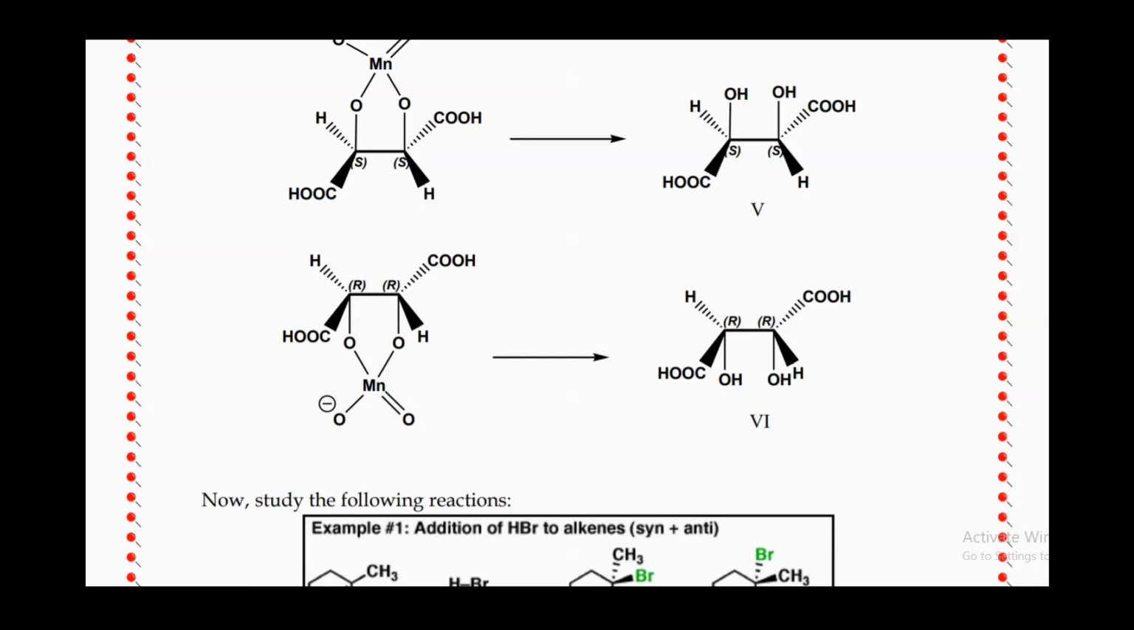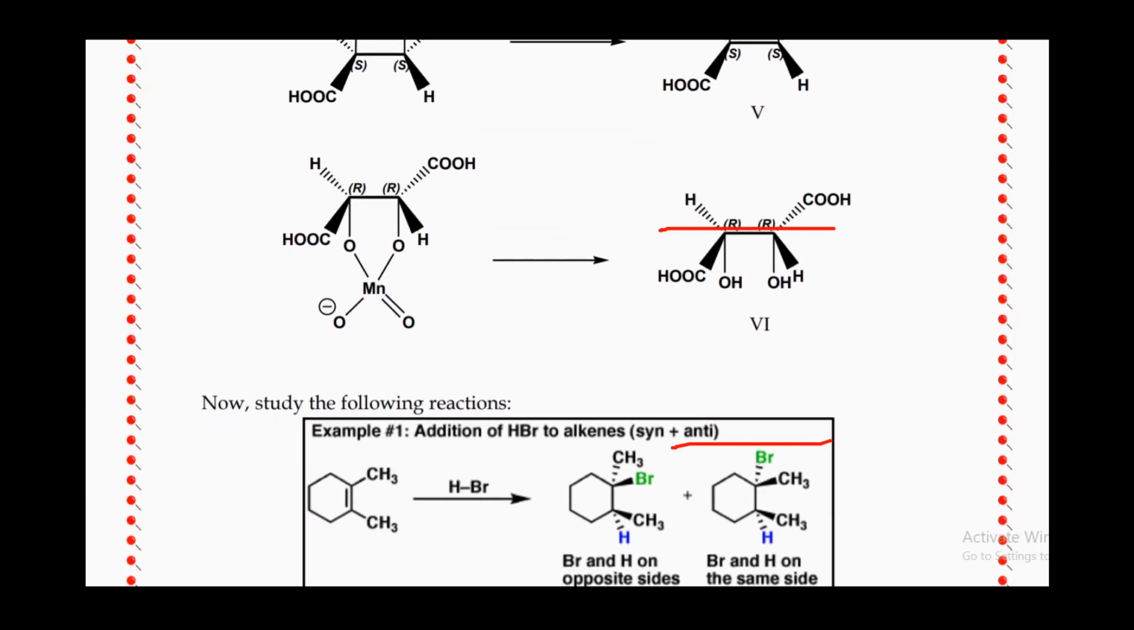So you may get a question that maleic acid gives rise to the meso-tartaric acid, but fumaric acid gives an optically active compound. Why? Because the stereochemical aspects of such reaction dictate the reaction pathway.